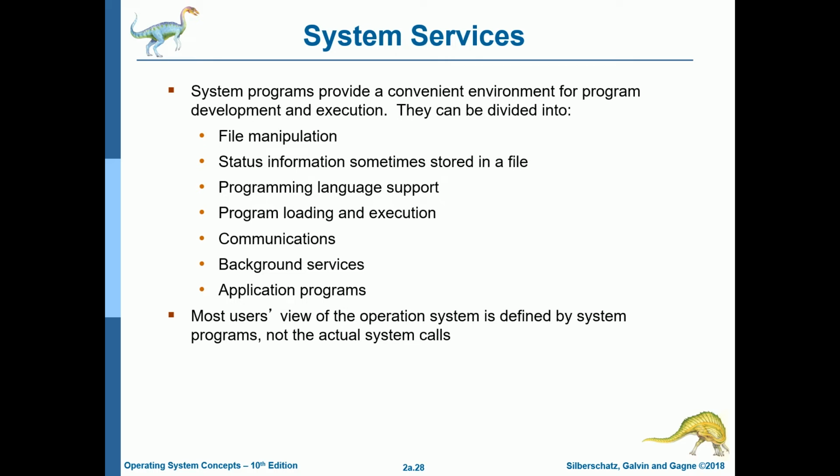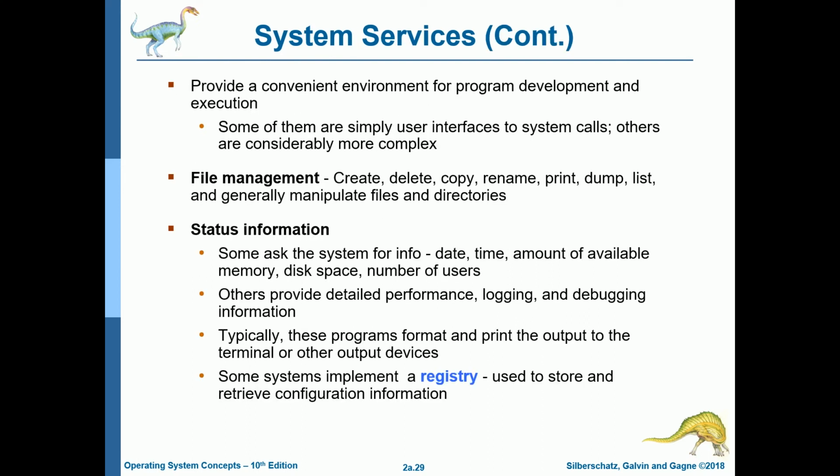Now, moving on from system calls, we also have this other thing called system services, otherwise known as system utilities, and this provides a convenient environment for program development and execution. Some of these can be divided into file manipulation, status information, programming language support, program loading and executing, communications, background services, and application programs. Looking into this a little further, with file management, we need to be able to create, delete, copy, rename, print, dump, list, and generally manipulate files and their directories.